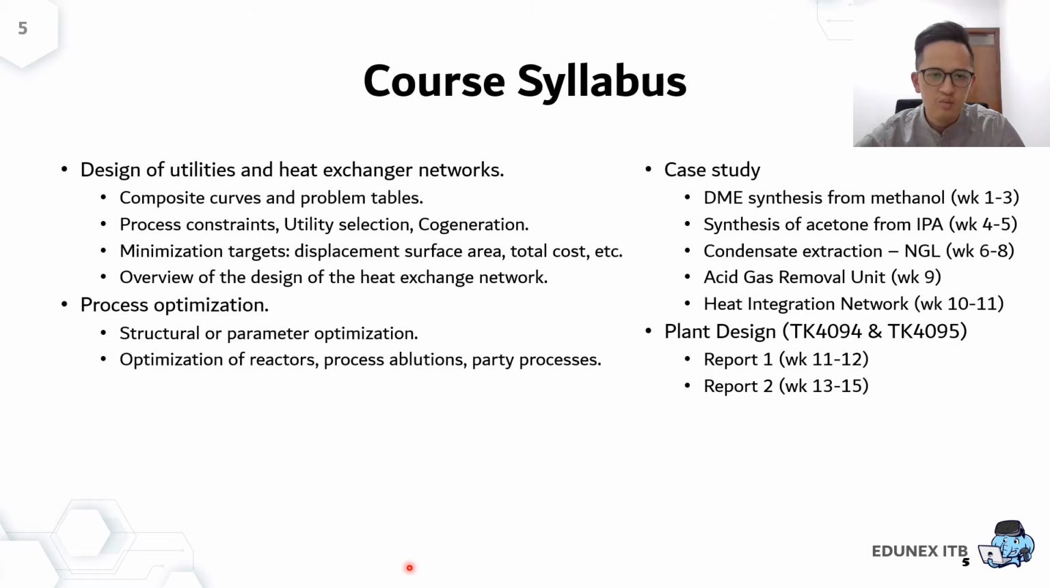And then the sixth topic will be about the design of utilities and heat exchanger networks. That comprises of how to make composite curves and problem tables manually and also using software engineering tools. And then we will talk about some constraint, utility selection, and cogeneration in terms of the heat exchanger networks design, and then how to minimize the displacement surface area and the total cost and etc. And then the overview of the design of the heat exchanger network.